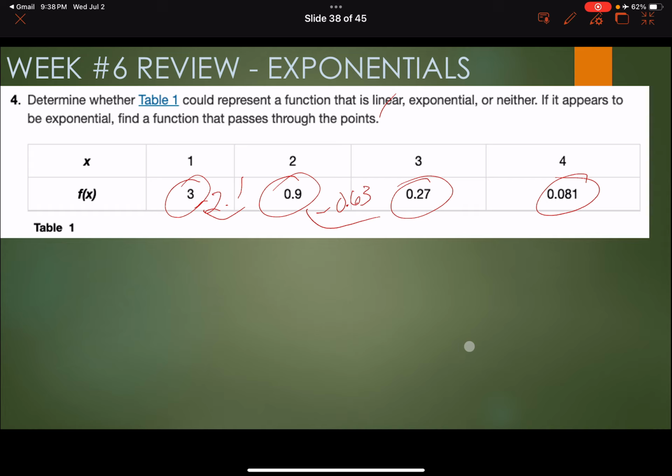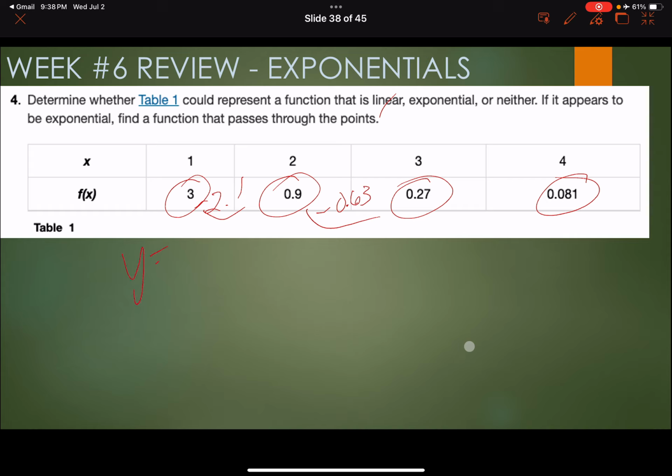So maybe it's exponential. If we look, these numbers are very similar. This is 3, and we got 0.9, 0.27, 0.081. That's almost like 9, 27, and 81, which are all multiples of 3. So it really looks like it could be exponential, but it's exponential going downwards. It's definitely decreasing, so it's got to be exponential decay of some kind.